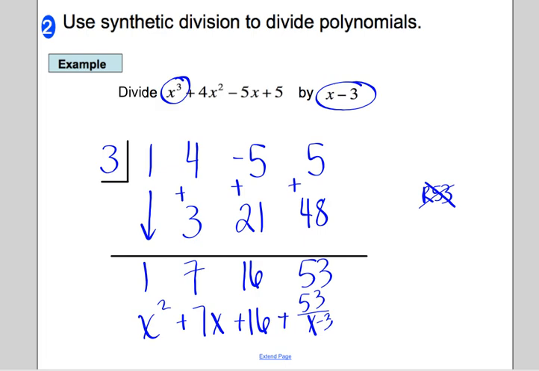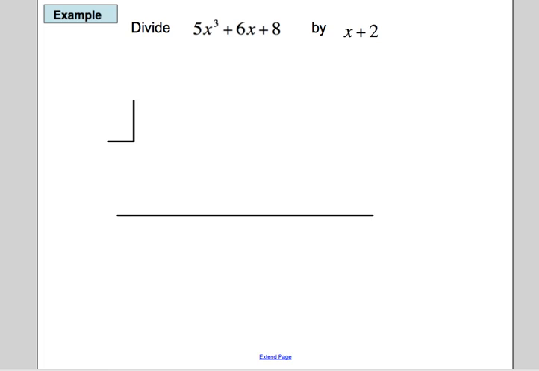Let's take a look at another example. So we're once again going to divide these two polynomials with synthetic division. Remember, the first thing you do is take the opposite of what you're dividing by, the x plus 2, and you put a minus 2 in the box. Now we're going to go ahead and list out our coefficients. Now notice that there's no x squared term. It's really important we remember a 0 placeholder there because there's no x squared term.